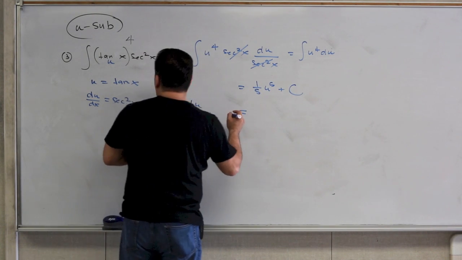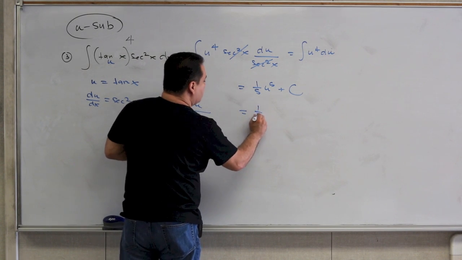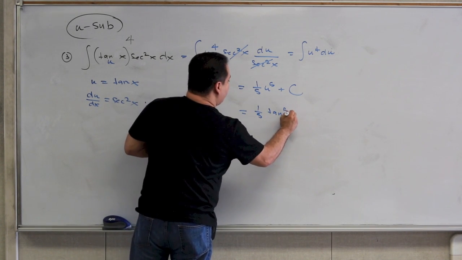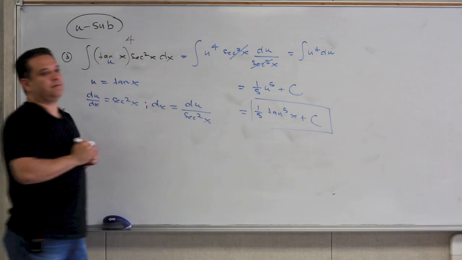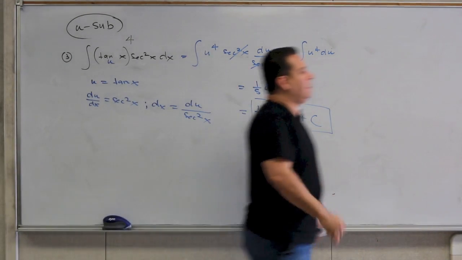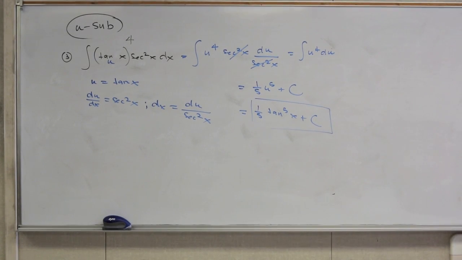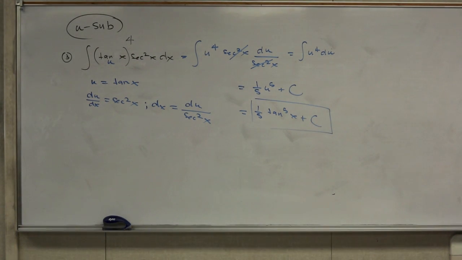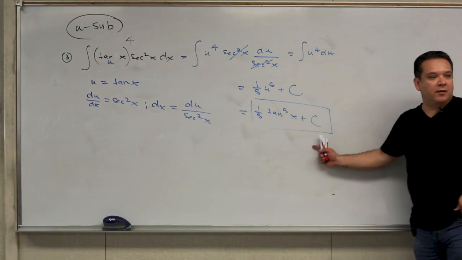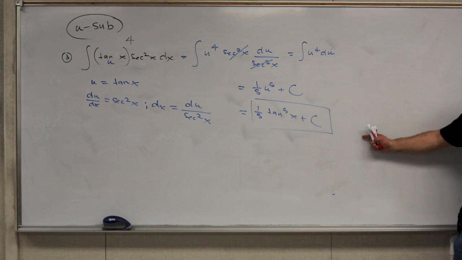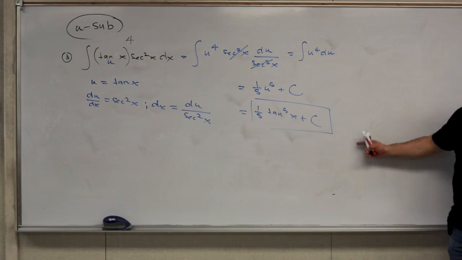And then finally, what is u again? Tangent. So this is 1/5 tangent to the 5th power x plus your constant c. Okay, let's close the door. So anybody have any questions on number 3? No? You sure number 3 is okay?